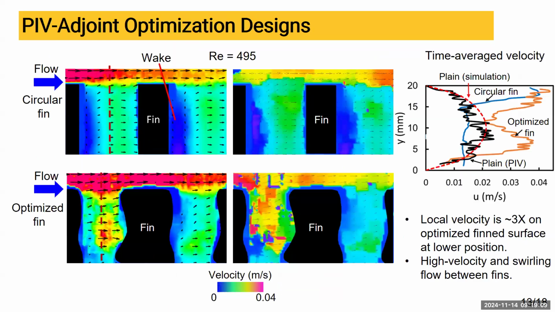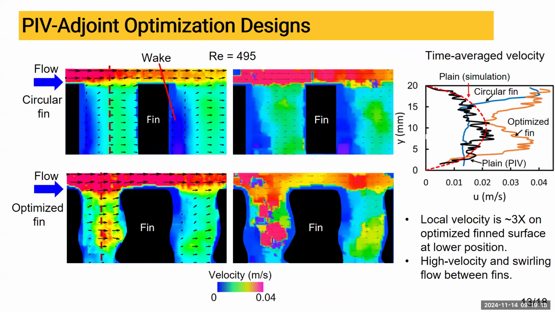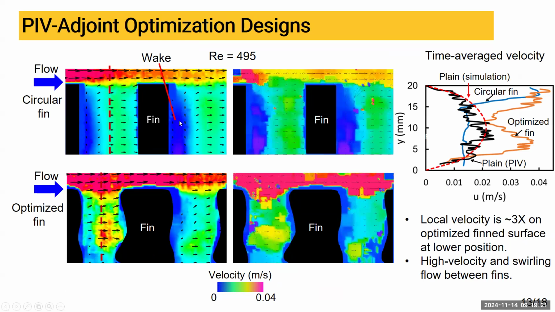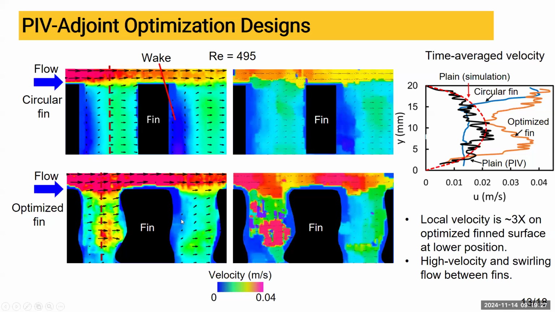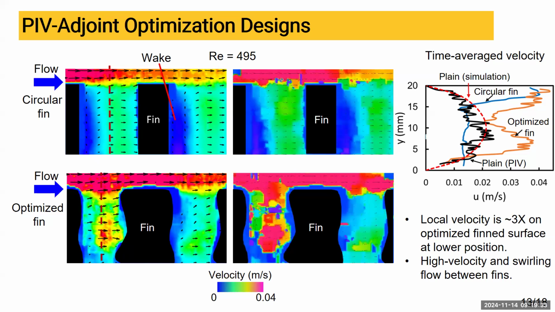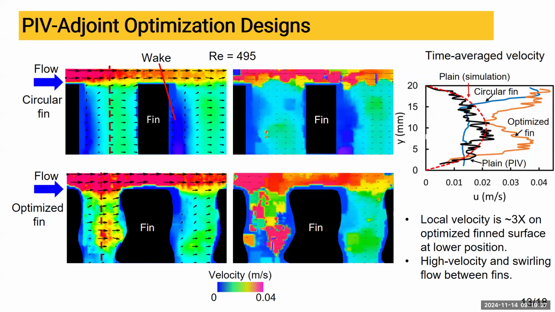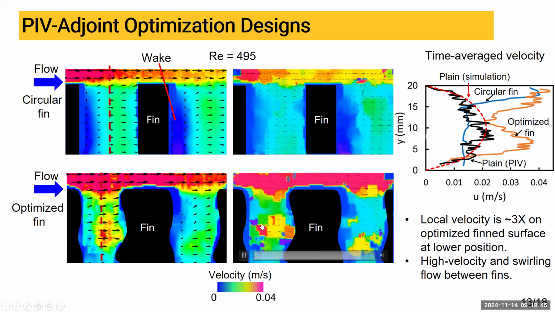Now talking about the flow patterns of the optimized fin from the adjoint method. The first thing we notice is the wake. The wake size is larger in the circular fin, but in the optimized fin, this wake size is greatly reduced. And we know this is a good thing to promote heat transfer. Another distinct flow pattern from the optimized fin is that it creates high velocity and chaotic flow into the space between fins, as it increases the flow mixing and therefore increases the heat transfer coefficient.